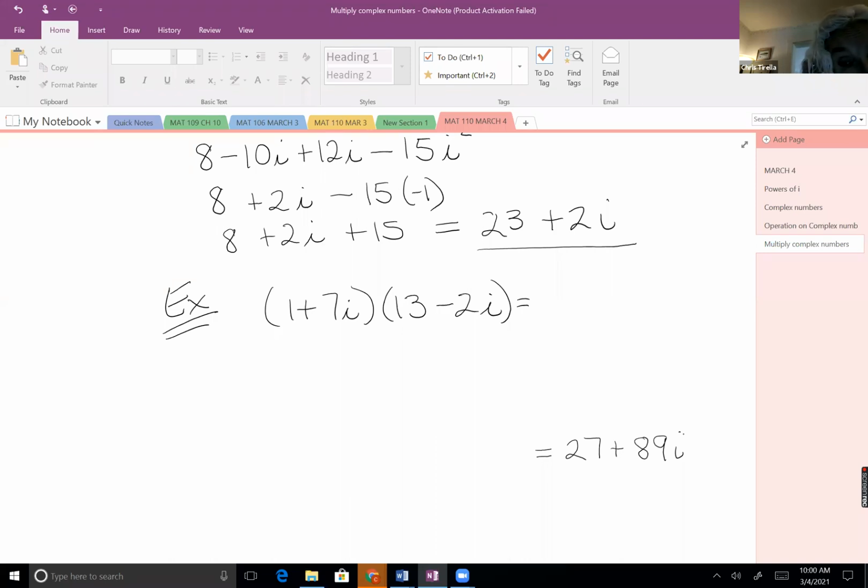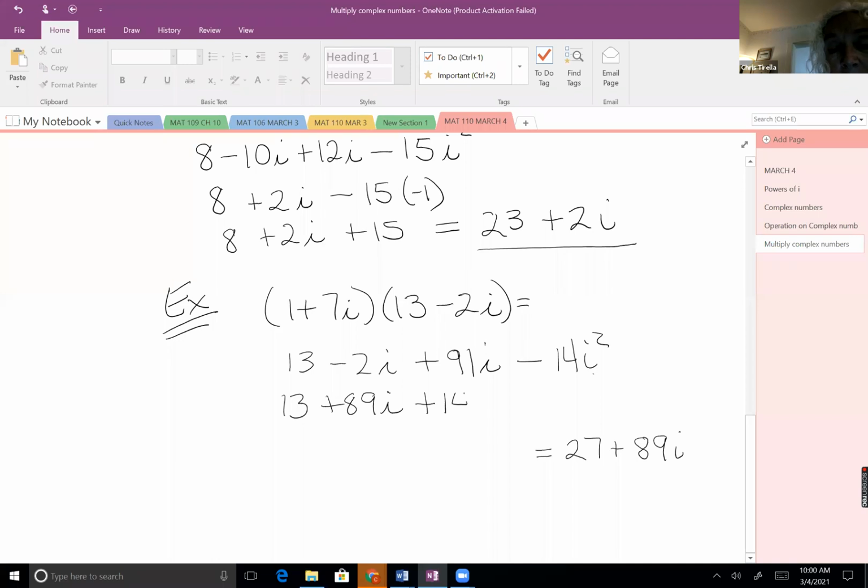For this one, did anybody else get 27 plus 89i? First, outer, inner, last. Gives me 13 plus 89i. And again, that i squared is -1, so that changes into positive 14, which takes me to that 27 plus 89i.